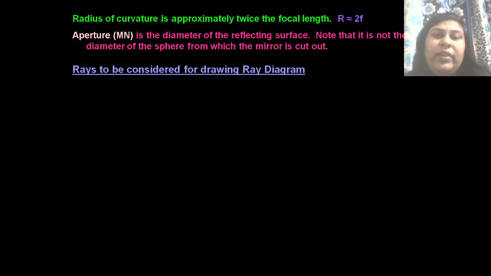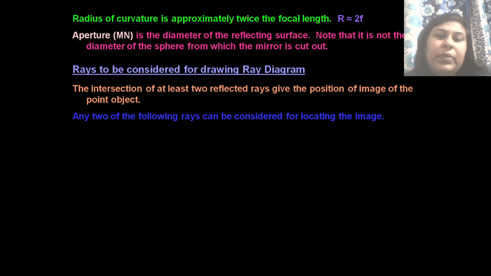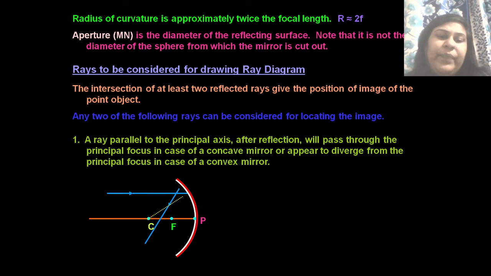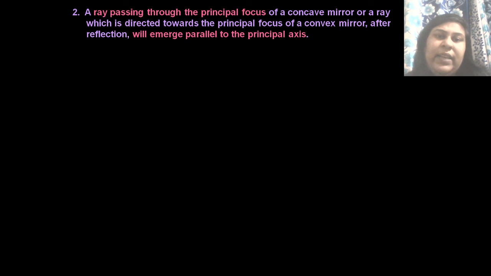Now the rays to be considered for drawing the ray diagrams. There are four kinds of rays, and we take any two of the four rays for the image formation. The first is a ray parallel to the principal axis. After reflection, it will pass through the principal focus. I already explained this: this is the concave mirror, focus, center, and the ray, and it goes through the focus. Similarly for the convex mirror. Second, if any ray is passing through the principal focus, then after reflection it becomes parallel to the principal axis. It is the reverse of the first part.